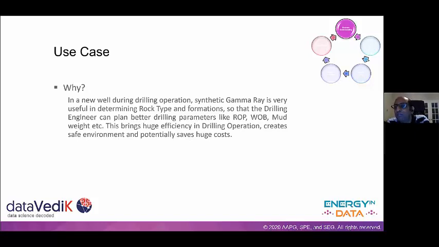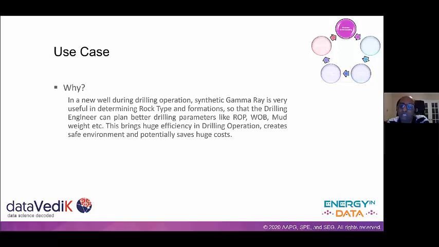If I know that better, that's an input into my drilling plan. That's what decides what kind of bit I will choose, what rate of penetration I can get, what kind of weight on bit I will use, and what kind of mud weight I will use. So all your drilling planning parameters can be improved once you have a better idea of the rock type and the formations that you are going to encounter.